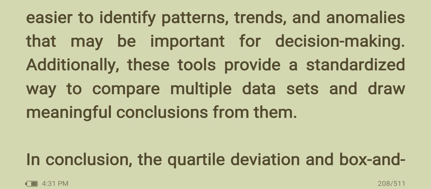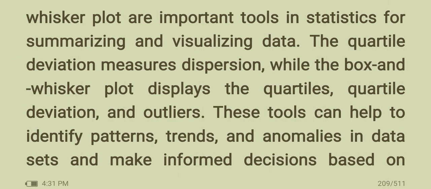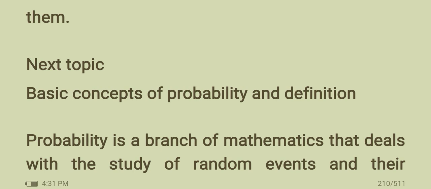The quartile deviation and box and whisker plot are important tools in statistics for summarizing and visualizing data. The quartile deviation measures dispersion, while the box and whisker plot displays the quartiles, quartile deviation, and outliers. These tools can help to identify patterns, trends, and anomalies in datasets and make informed decisions based on them.